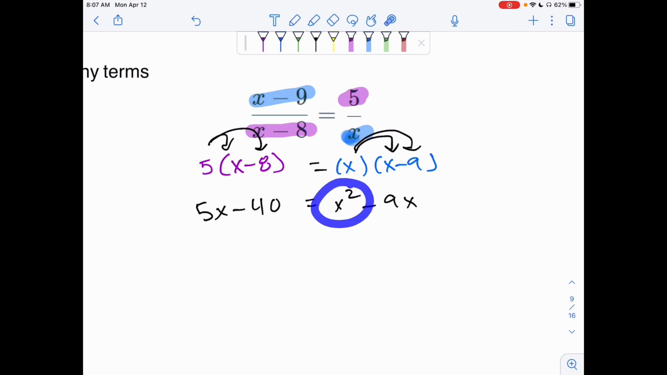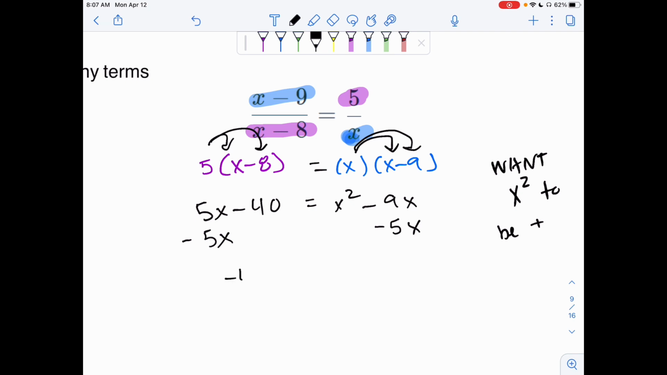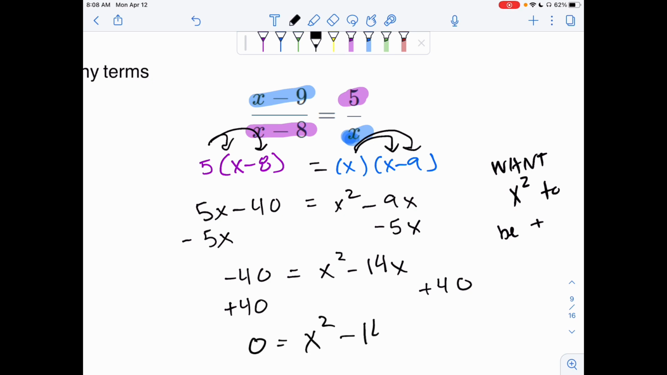Now when I have an x squared, I'm going to leave that where it is. You want x squared to be positive. So I'm not going to move it to the other side. I'm going to move these terms over to the right. So I'm going to subtract 5x. Now I have negative 40 equals x squared minus 14x. I'm going to add 40 to both sides. I can't combine 40 with these terms because it's not a like term. So now I have 0 equals x squared minus 14x plus 40.